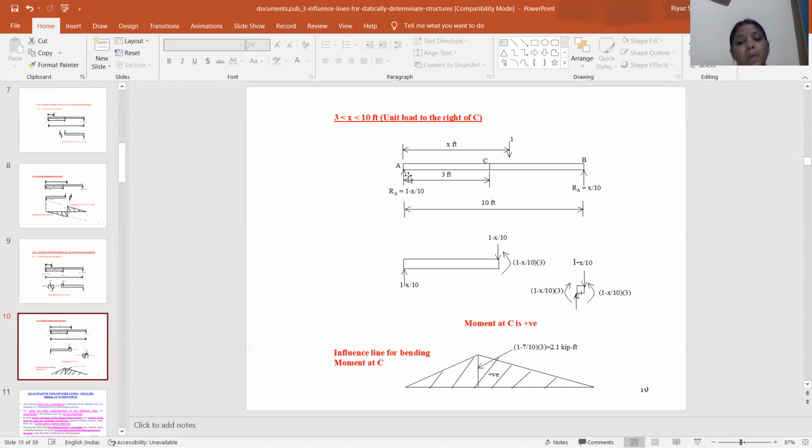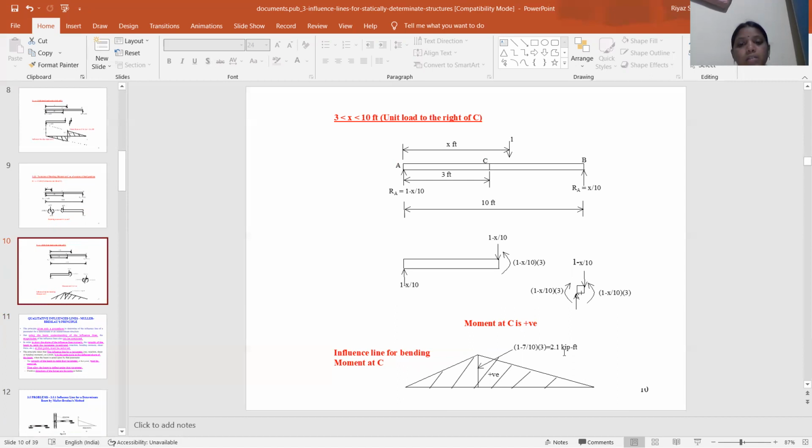The moment at C is positive, so this ordinate is positive, ordinates x into L minus x divided by L. So x is 3 feet and L minus x divided by L. So 2.1 kilonewton meter. So 2.1 kilonewton feet.